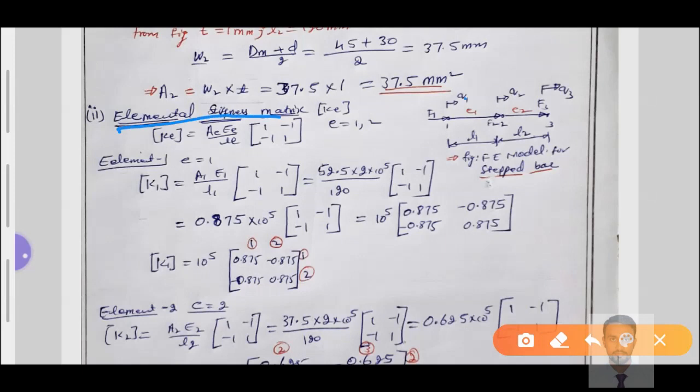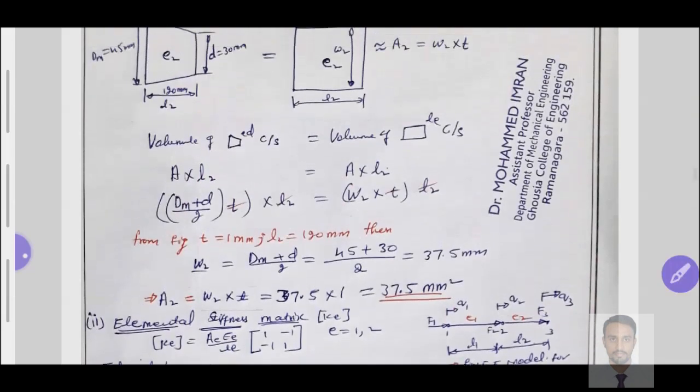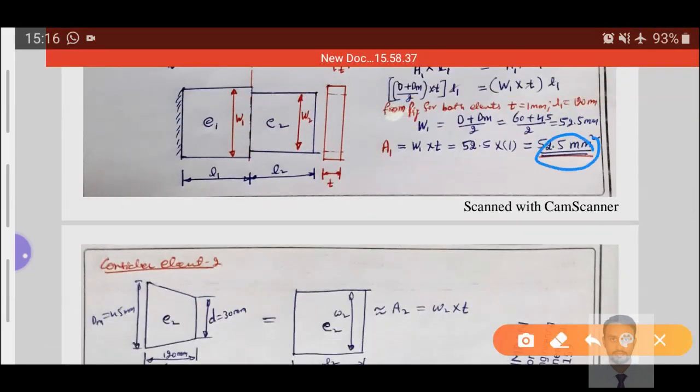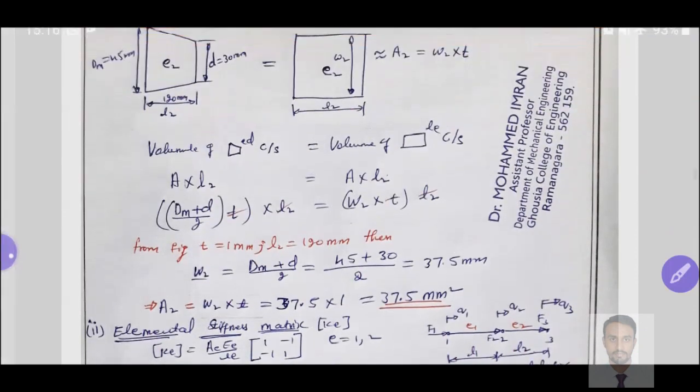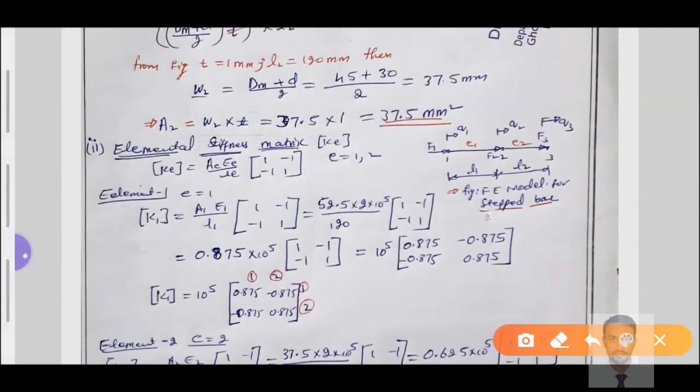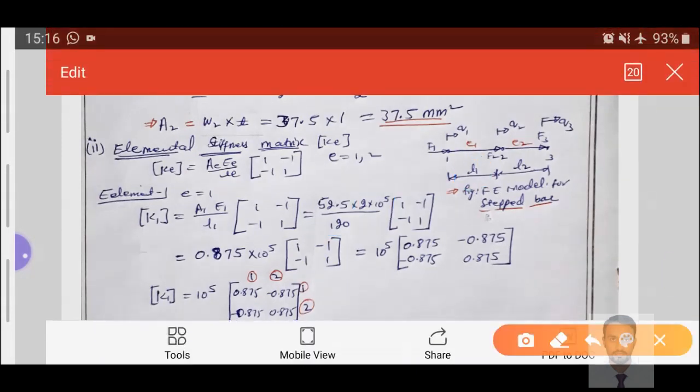We need to find the stiffness matrix for element number 1 and for element number 2. We know that K^e is AE divided by L^e into [1, -1; -1, 1]. In this equation, how many elements do we have? Only 2 elements. Consider element number 1, e equal to 1, then K is A1 E1 divided by L1. The area of cross section for the first element is 52.5 millimeter square, and Young's modulus is common for both elements, 2 into 10 to the power of 5 megapascal. The length is also common for both elements.